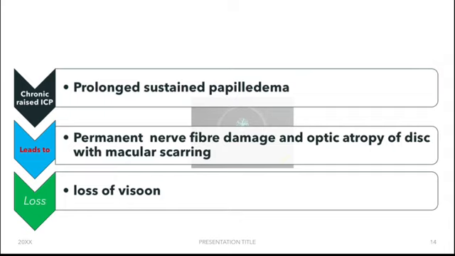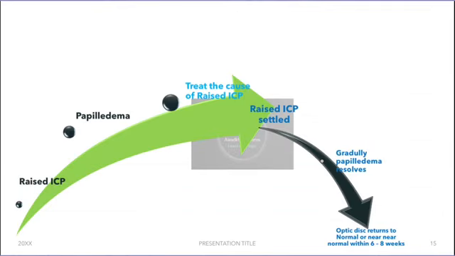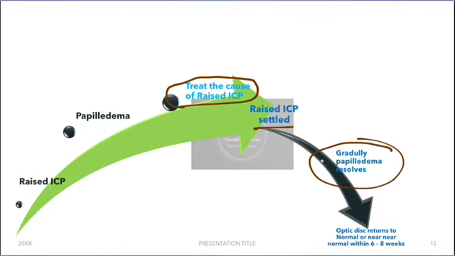Whenever there is a chronic raised ICP, that means prolonged sustained papilledema, it leads to permanent nerve fiber damage and optic atrophy of disc with macular scarring. That means there can be loss of vision. So whenever there is a raised ICT, there can be a papilledema. So we treat raised ICT. So gradually raised ICT settles, which leads to settling of the papilledema, and optic disc returns to normal or near normal within 6 to 8 weeks.